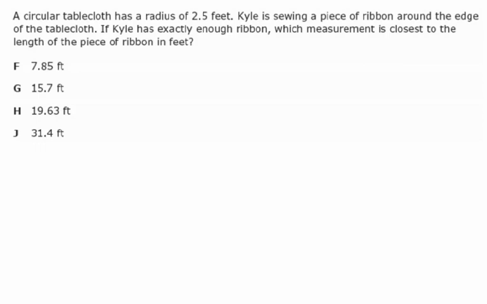So we know we're dealing with a tablecloth here, a circular table. So essentially, we know this is our shape. I'll just make a rough circle here. And it talks about him sewing a piece of ribbon around. So going around this right over here.